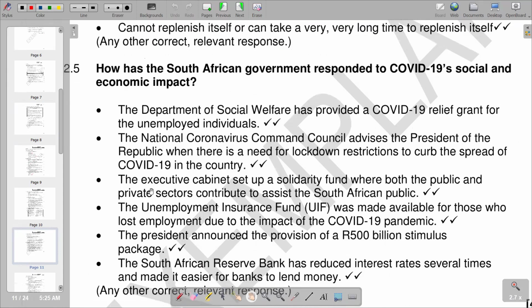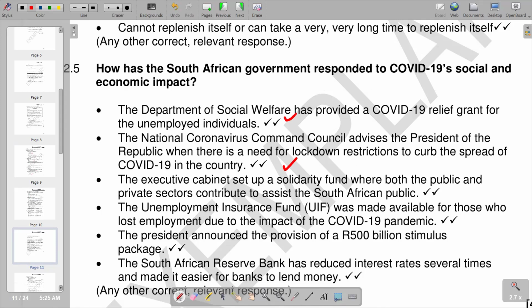This is what transpired during the time. The Department of Social Welfare provided a COVID-19 relief grant for unemployed individuals. Also, the National Coronavirus Command Council advises the President of the Republic when there is a need for lockdown restrictions to curb the spread of COVID-19 in the country. The third one, the Executive Cabinet set up a solidarity fund where both the public and private sectors contribute to assist the South African public.